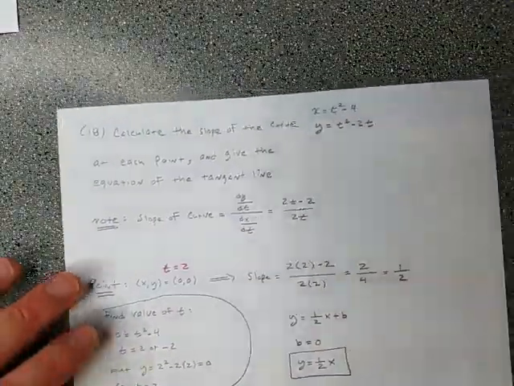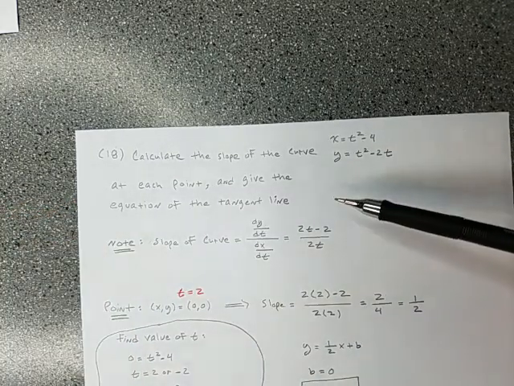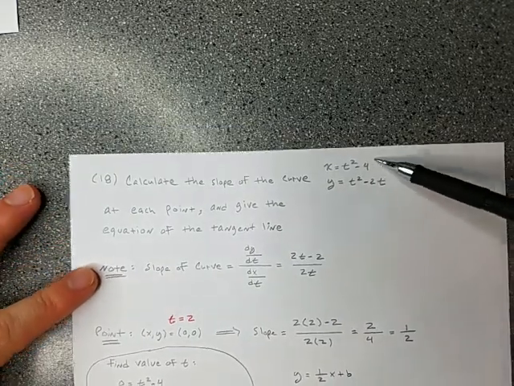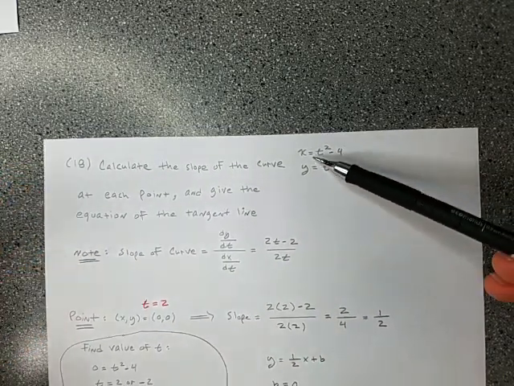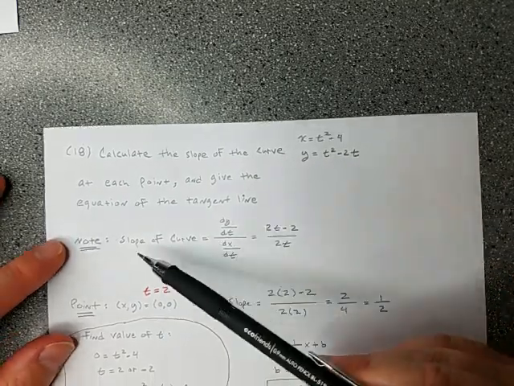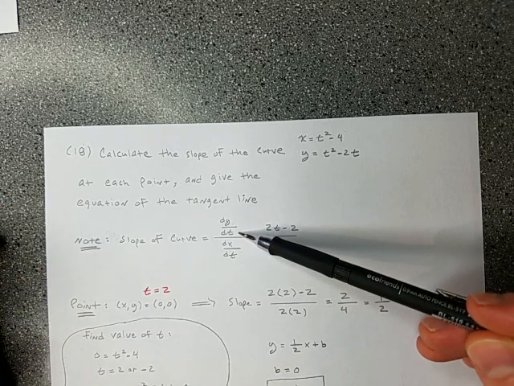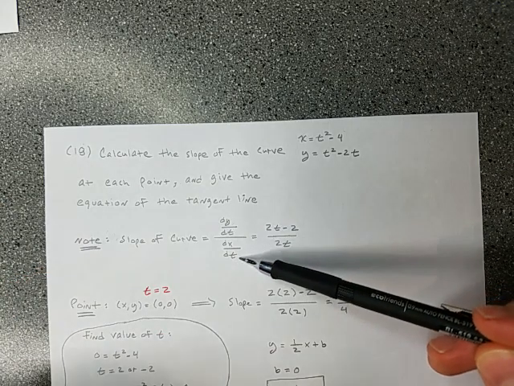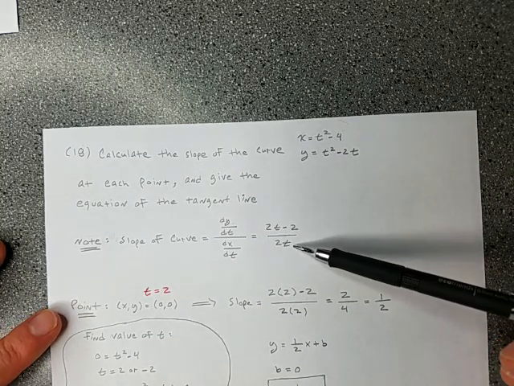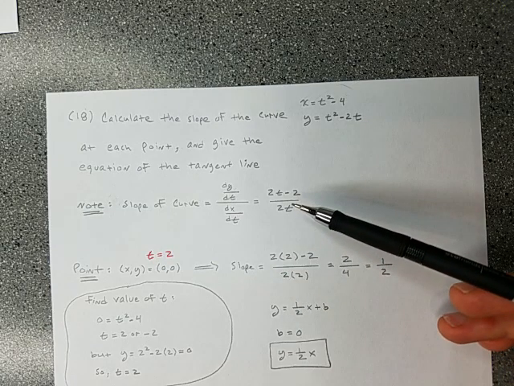18, calculate the slope of this curve at each point and give the equation of the tangent line. So when a curve's given in parametric form, x is t squared minus 4, y is t squared minus 2t, I can find the slope of that curve through this, dy over dt divided by dx over dt. With those, that ends up being (2t minus 2) over 2t, okay? Now, all right, so I've got the thing that tells me the slope.